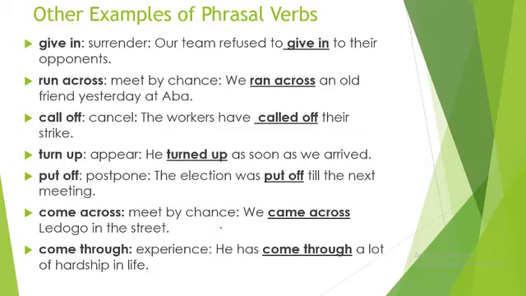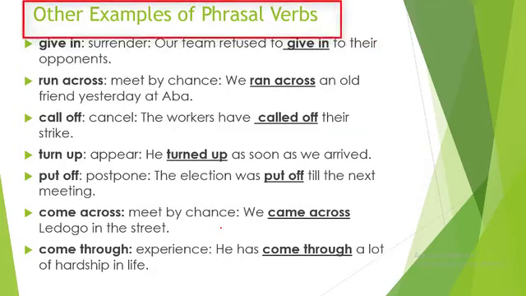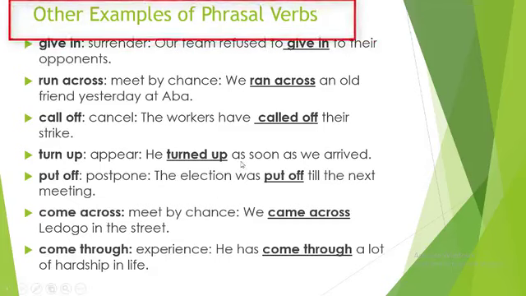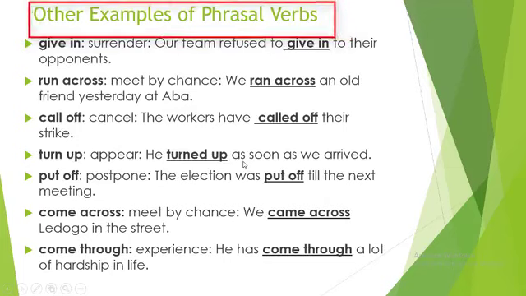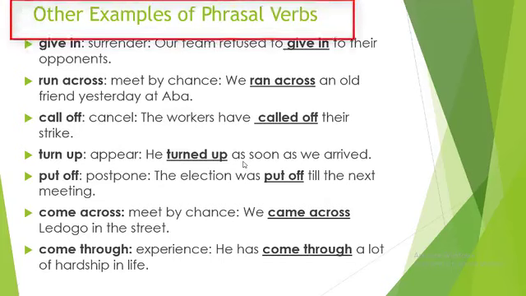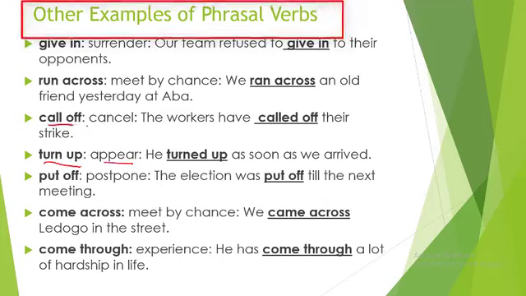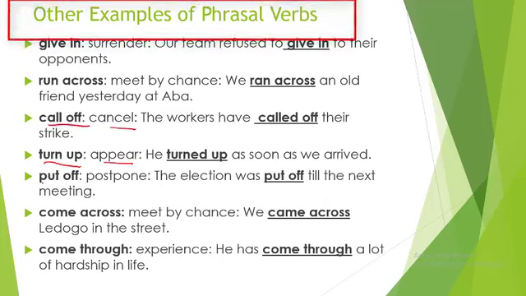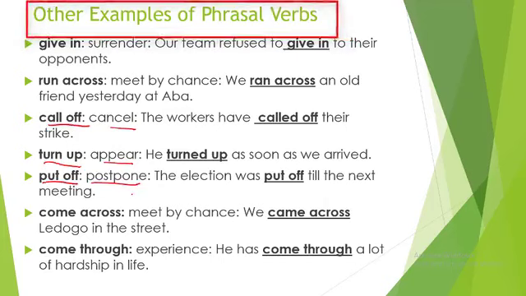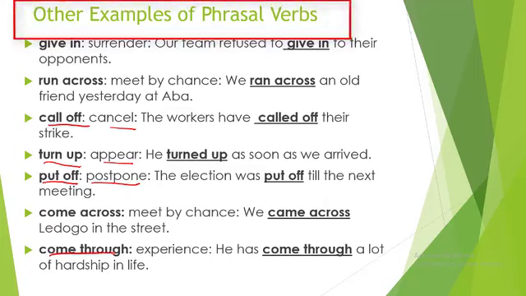Then we have other examples. We have give in. Give in means to surrender. Okay? Then we have run across. It means to meet by chance. We have call off. It means to cancel. We have turn up. It means to appear. Okay? We have put off. It means to postpone till a later date. We have come through. It means to what? Experience.